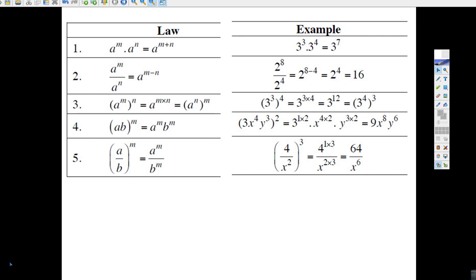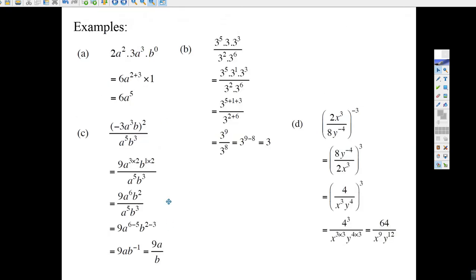Okay, now we're going to look at some examples in this revision of the 5 laws of exponents. That when you multiply things of the same base, you add. When you divide, you subtract. When you put a power to a power, you multiply. When you've got brackets, those powers will affect both things in the product and both things in the quotient. Those are the laws, and here's some examples.